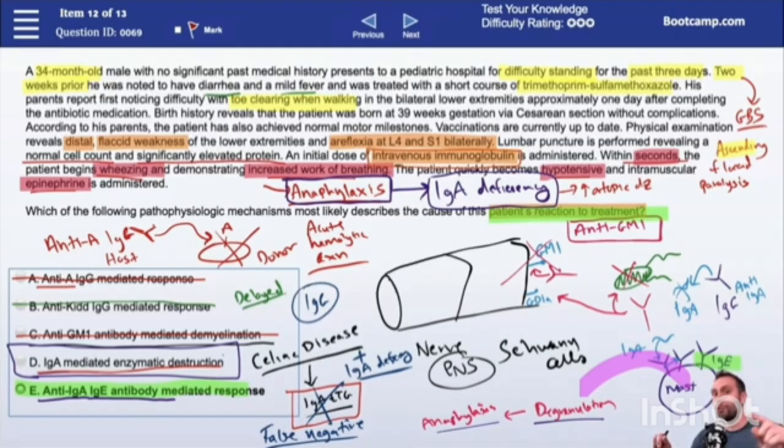Okay, so kind of a circuitous full circle here, but bottom line is the reason why D is not the right answer is because, again, it's not the IgA that's mediating the enzymatic destruction. This is something that you might see in a celiac disease patient, but not in a patient that's undergoing anaphylactic shock, especially because the anaphylactic shock is due to IgA deficiency. You don't have IgA antibodies, so IgA can't be mediating enzymatic destruction, if that makes sense. Okay, all right. Kind of a complicated video, but a lot of really key concepts here that you should be familiar with.